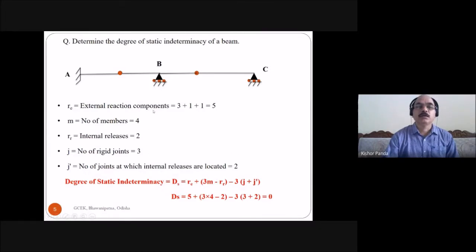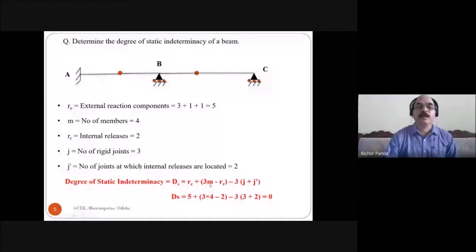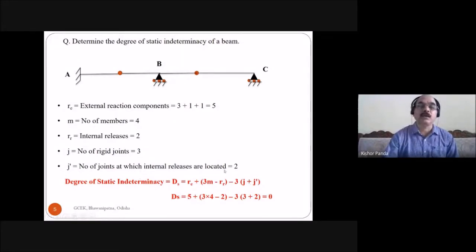Then you have to put these values. DS is equal to RE plus 3M minus RR minus 3J plus ZS. RE, the external reaction component, is 5. Then M, the number of members, is 4. Then RR, the internal release, is 2. Then J, the number of rigid joints, is 3. And ZS, the number of joints at which internal releases are located, is 2. After simplifying this equation, the degree of static indeterminacy of this structure is 0.